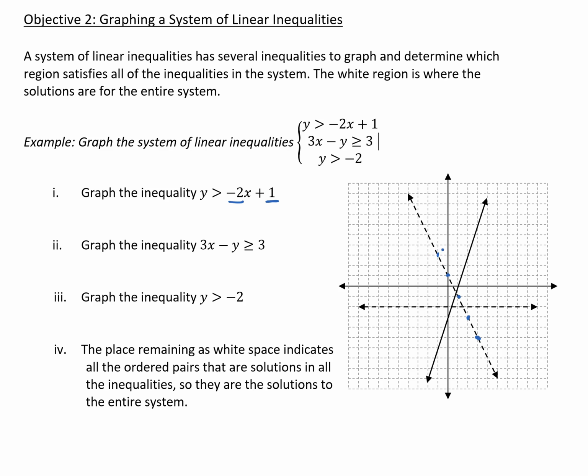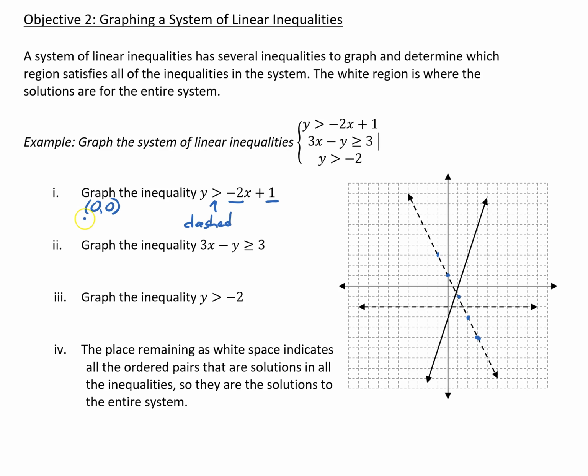Now I would notice that this should be a dashed line because it is just a greater than symbol. Now I need to use a test point to determine what side of the line to shade. I like to use the test point 0, 0 at the origin. As long as my line doesn't go through this, I can use the test point 0, 0.